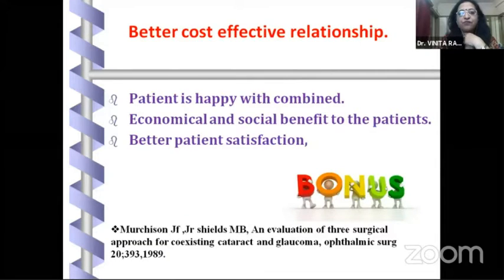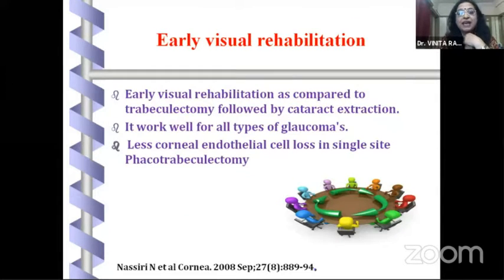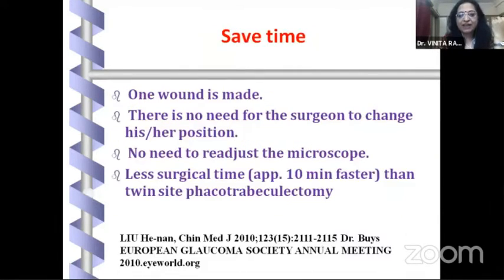It is cost effective, very well accepted by patients. It will give you an early rehabilitation because the patient's two surgeries will be taken care of at one site, and it will save time for the surgeon because the surgeon doesn't need to change position, and it can be finished sitting at 12 o'clock and do a 10-minute surgery.